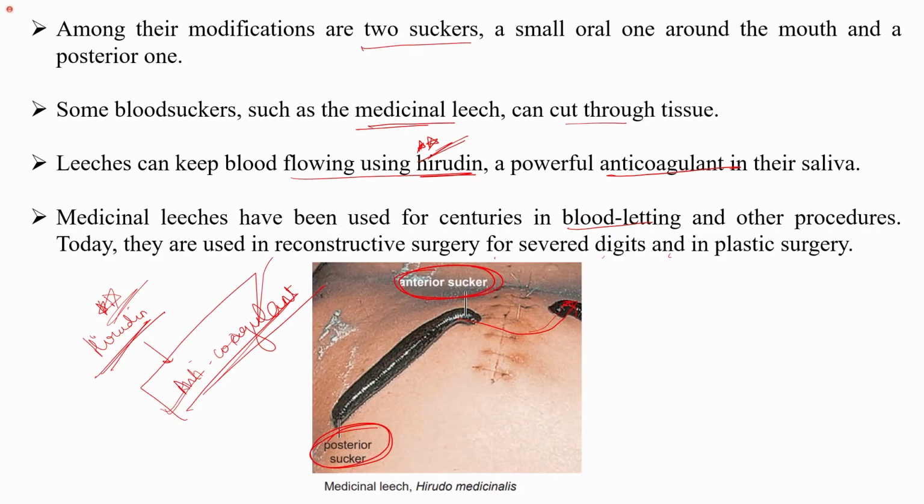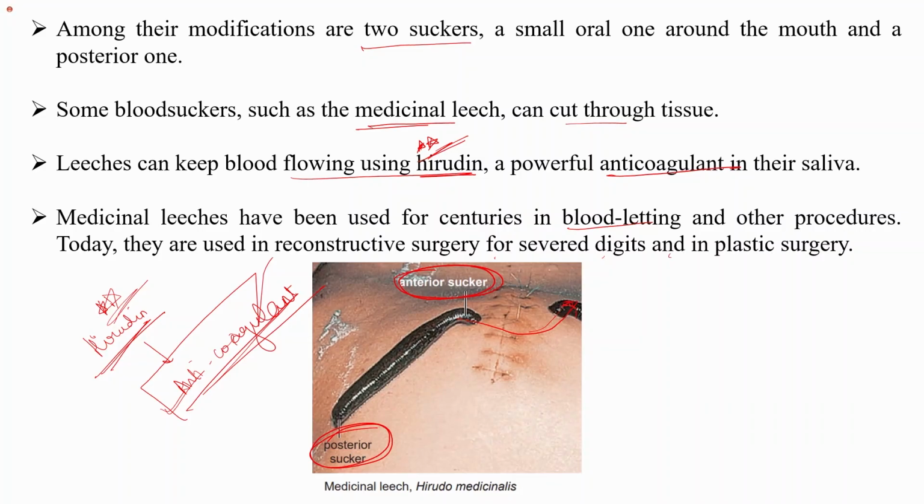Then we saw the classification on the basis of setae. If there are few setae, they are oligochaetes. If there are many setae, they are polychaetes. And if there are no setae, then they belong to the leeches, the category of Hirudinea.